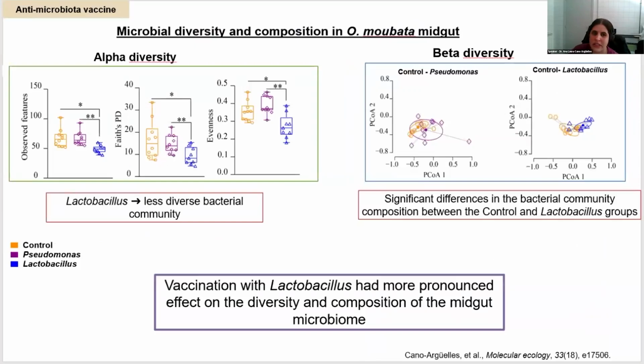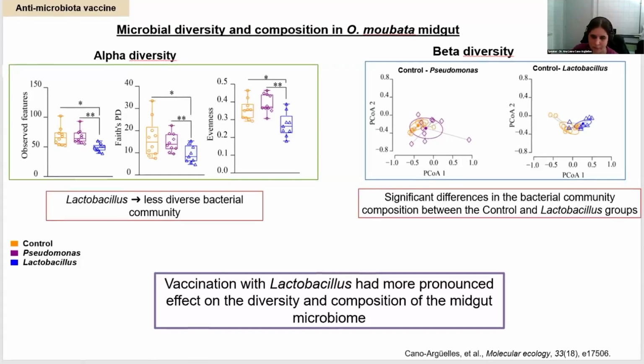Next, we also tested how the vaccination affected the microbial diversity in Ornithodoros moubata. We can see here that alpha diversity shows that Lactobacillus had the least diverse bacterial community. And regarding the beta diversity, there was a significant difference in bacterial community composition between the control group and the Lactobacillus group. So here we can see that vaccination with Lactobacillus has a more pronounced effect on the diversity and composition of the microbiome.